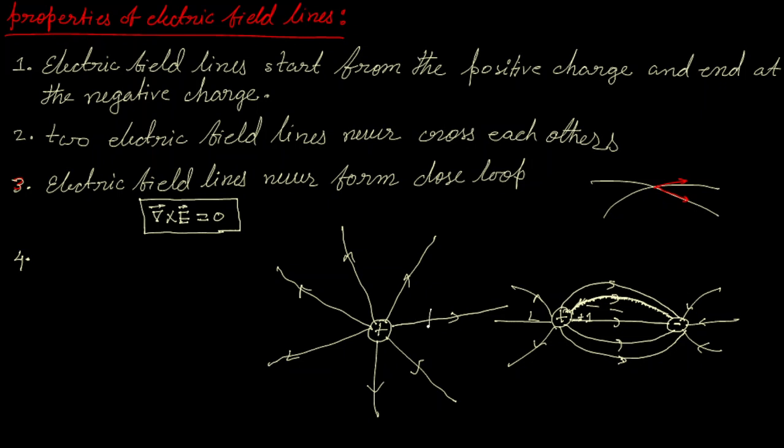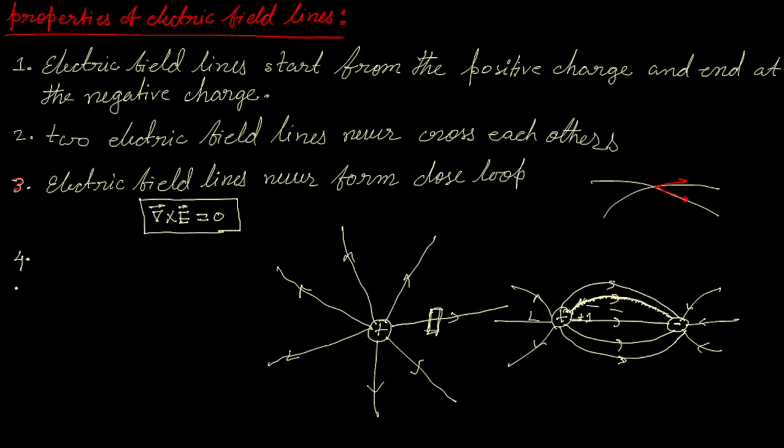If we place a conductor in their path, then what will happen? Later we'll see the conducting medium. Inside the conducting medium, electric field is always zero. So there will be no electric field inside the conducting medium. And if there is no electric field, then what will be the direction of the electric field? Nothing. So we cannot define the direction of the electric field. That's why electric field does not exist inside the conducting medium.